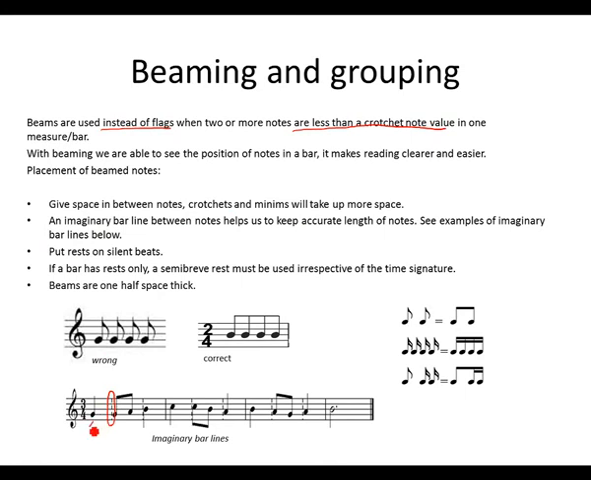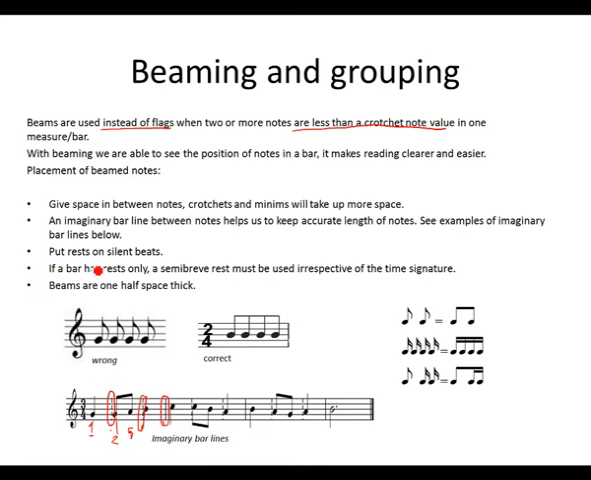This is beat 1. Then this is the end of beat 1. Then this is the beginning of beat 2. Beat 2 ends here. Then this is the beginning of beat 3. As you can see, imaginary bar lines help us to get the accurate length of our notes. Then this is an actual bar line. This one is visible on your staff.